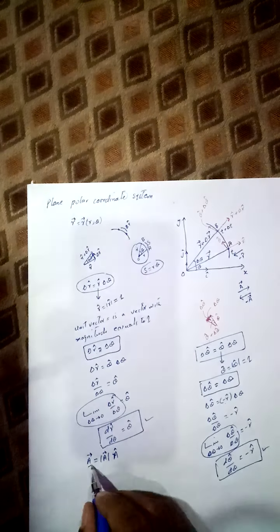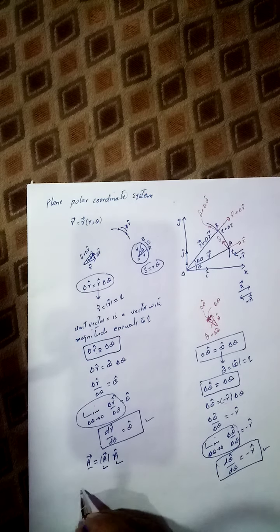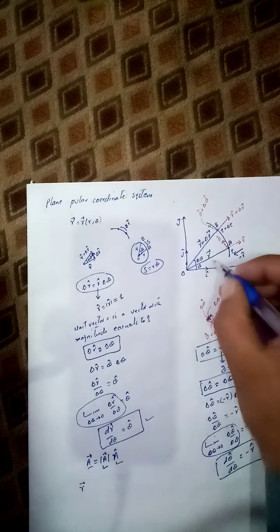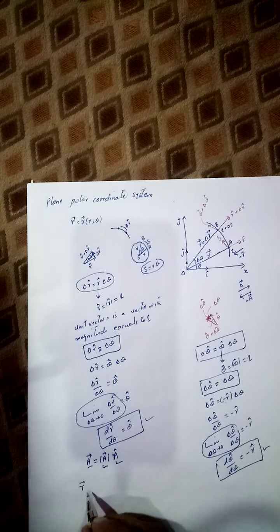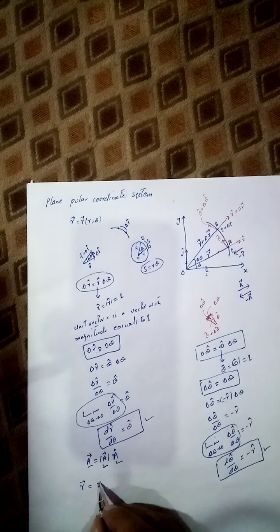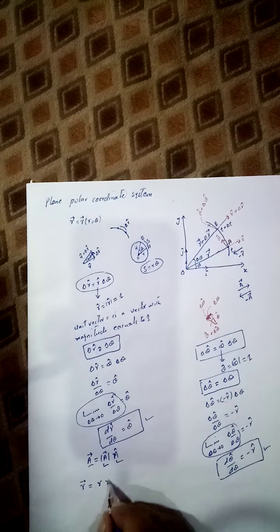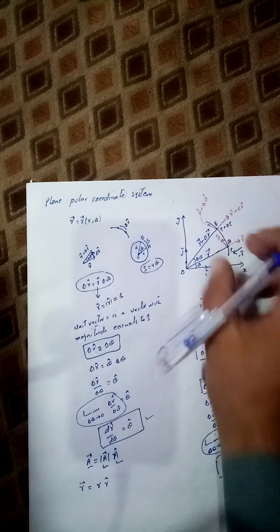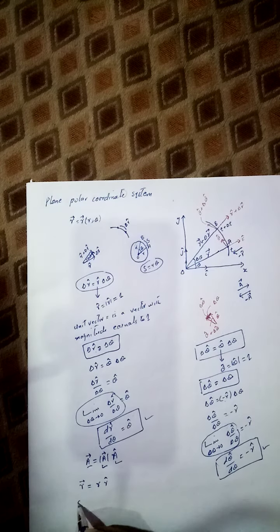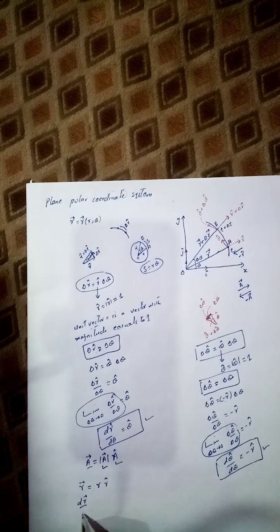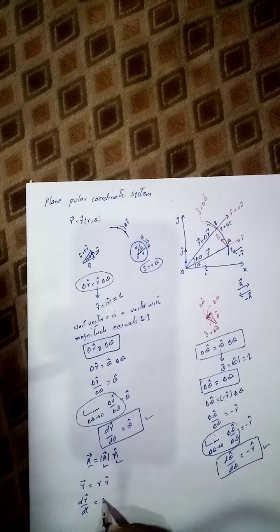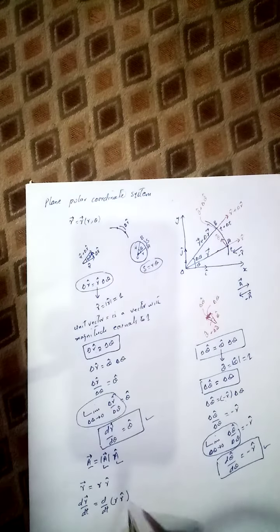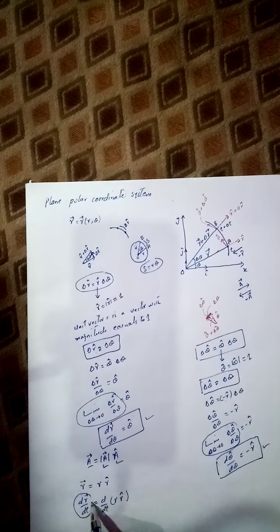A vector has two parts. One is its magnitude and the other one is its direction. Now if we have the position vector, then this position vector can be written as its magnitude times its direction, because its magnitude is r and its direction is this r cap. Now if I differentiate this equation with respect to time, I will get d over dt of r into r cap.